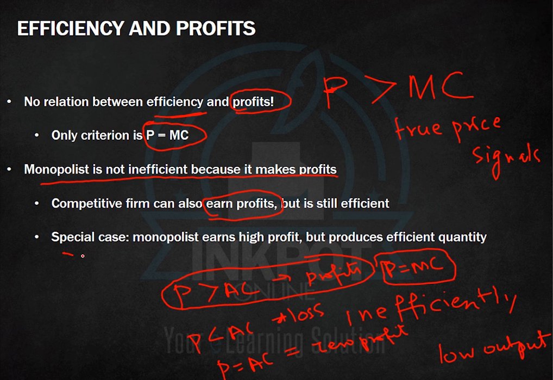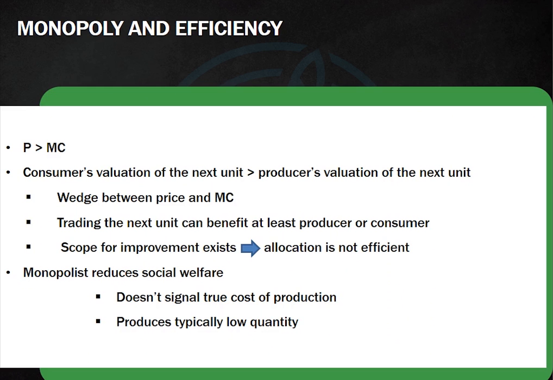In fact, we will consider a special case where the monopolist earns a high profit but still produces the efficient level of output. So it is possible that a profit-making monopolist can also be efficient. We will see this in one of the later videos. So let's just summarize the discussion.